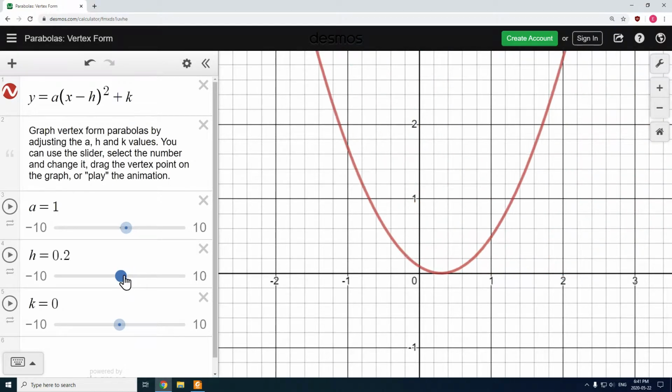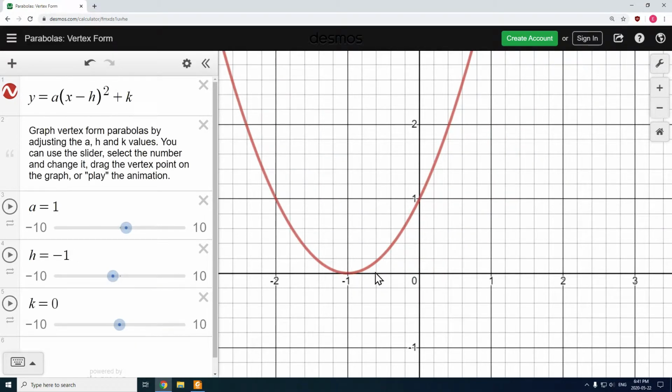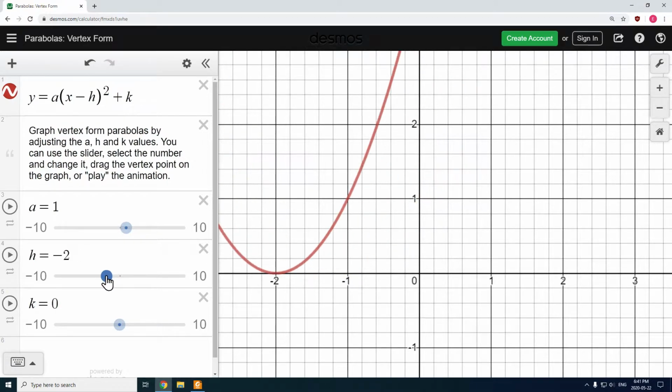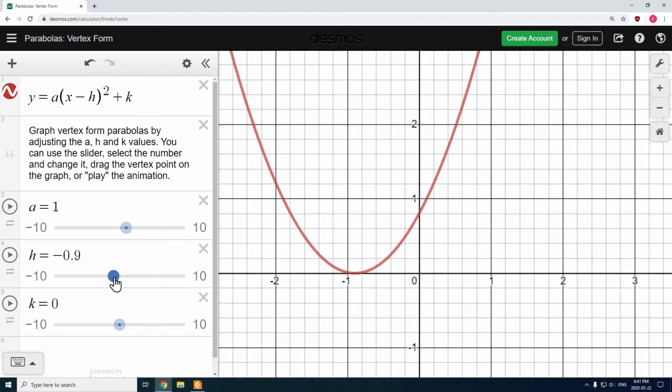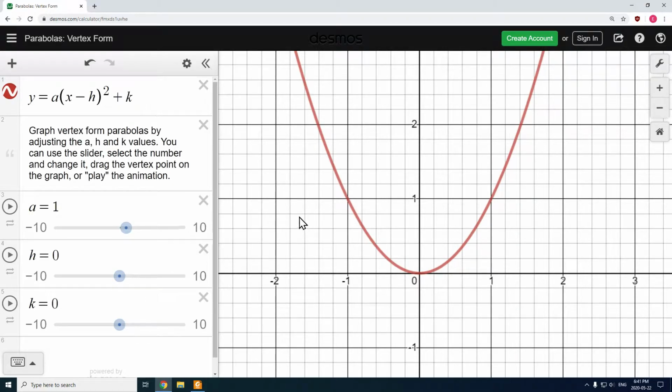If I took that H value and made it a negative, now I've translated it to the left. My parabola slid to the left. -2 slid to the left by 2. We'll put that back to 0. So what is H doing? H is just translating, or moving, the parabola left and right. We should notice here that there's a negative in the equation. That means whatever shows up in the brackets, if it's x minus 1, would actually be translating to the right by 1.